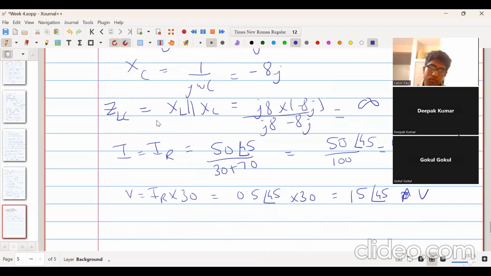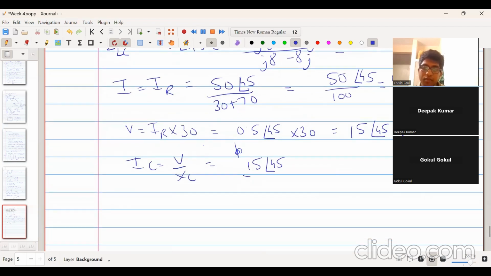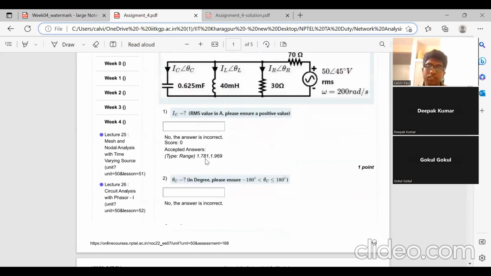So the current IC is equal to V upon XC, that is 15 angle 45 divided by minus 8J. What is this equal to? Do the calculation and tell me. 1.875, and the angle is 135. Yeah, correct. So this is IC. IC is 1.875 and angle is 135.